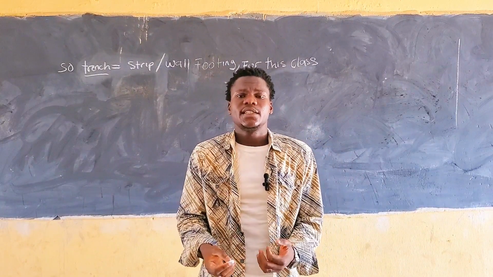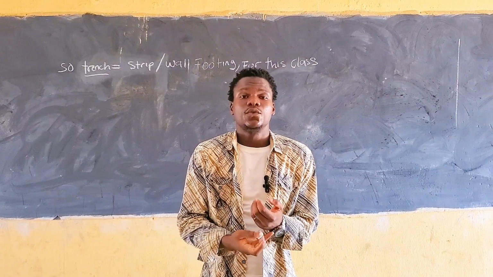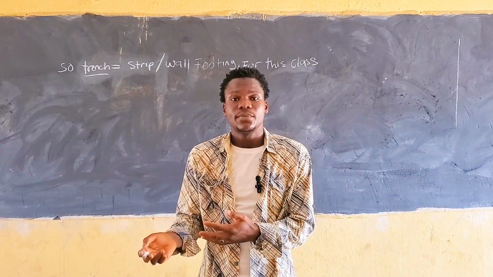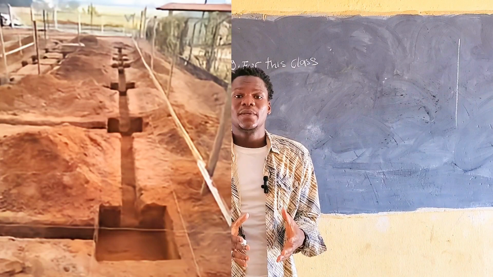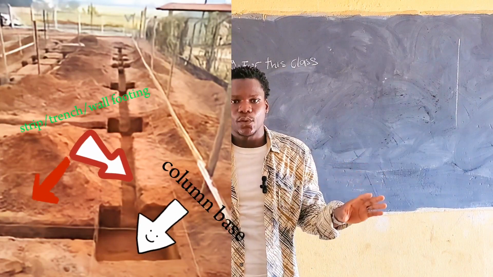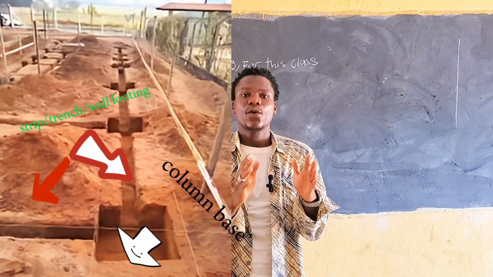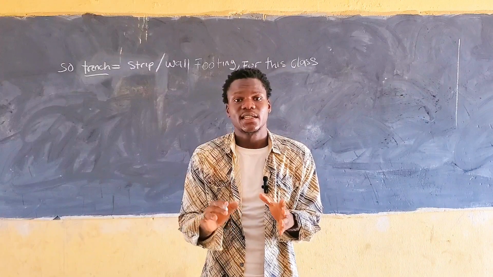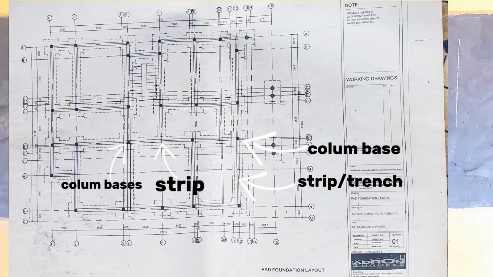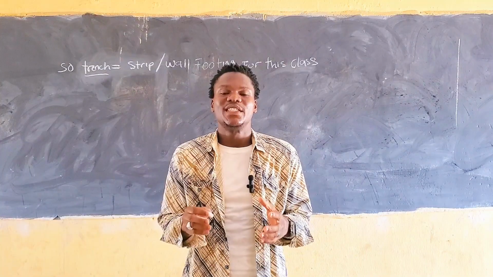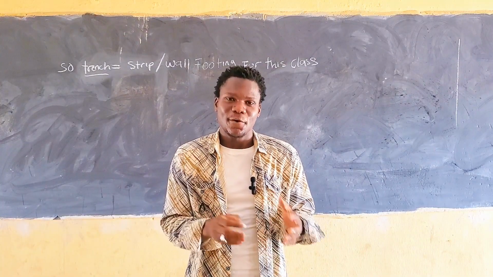So I said in the course of our measurement, we'll be dealing with the strip and the column bases. Well, the strip and the column bases are two separate items of work. So whenever we come across the column bases while we are trying to measure our strip or our trench or our wall footing, we will be deducting that column base from our dimension.